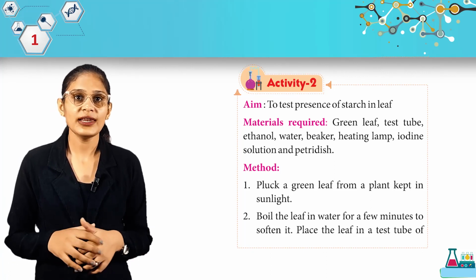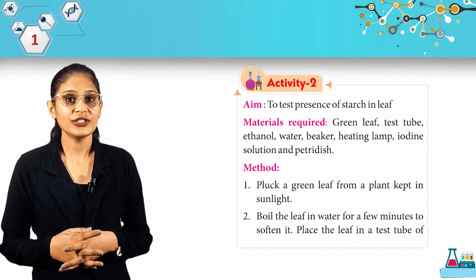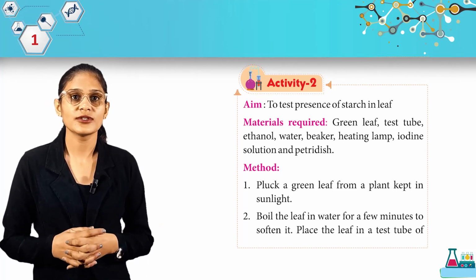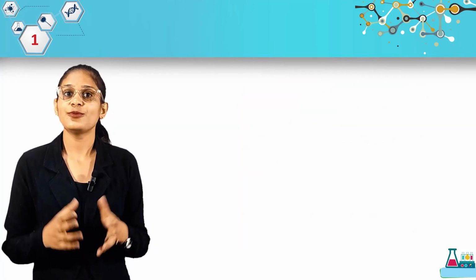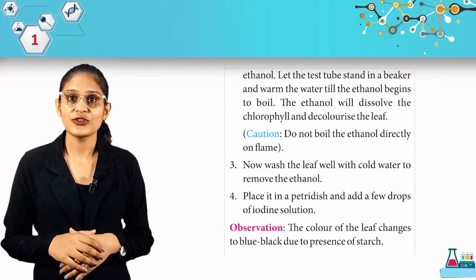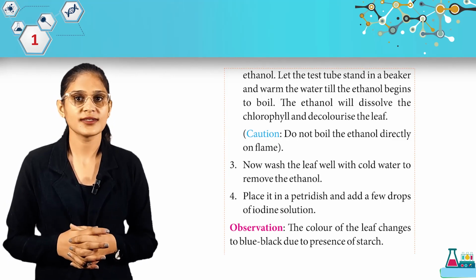Method: pluck a green leaf from a plant kept in sunlight. Boil the leaf in water for a few minutes to soften it. Place the leaf in a test tube of ethanol. Let the test tube stand in a beaker and warm the water till the ethanol begins to boil.